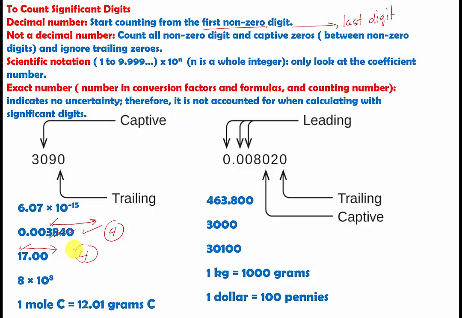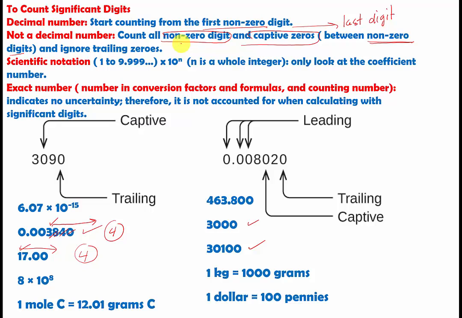Now what if we have a number that does not have a decimal, like this 2 right here? For a number without a decimal, you are going to count all the non-zero digits and all the captive zeros only. Only non-zero digits and captive zeros. What are captive zeros? Captive zeros are zeros between two non-zero digits. And we are going to ignore the trailing zeros, okay?